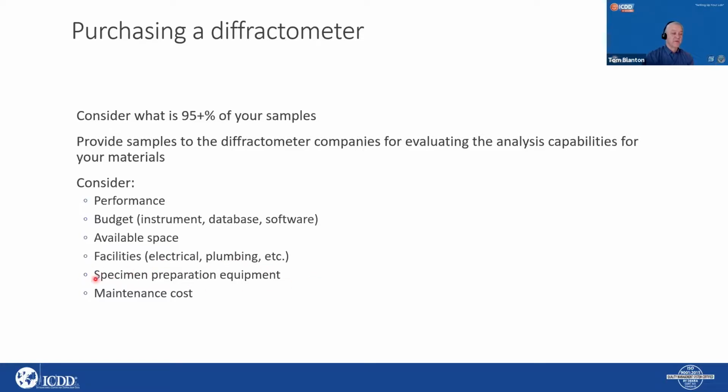Tim mentioned specimen preparation equipment. Make sure that you have that available because you want to prepare good samples. And one that a lot of people forget about is the maintenance cost. Do you need a maintenance agreement, which typically runs about 10% of the purchase price per year? Or are you going to repair this on your own? Will you be able to replace the X-ray tube when it goes out? Many times I hear of someone saying, yes, we have a nice diffractometer, but it's not running right now. And you ask why? Well, the X-ray tube went bad. It needs to be replaced. And I don't have the $7,000, $8,000, $9,000 to replace the tube.